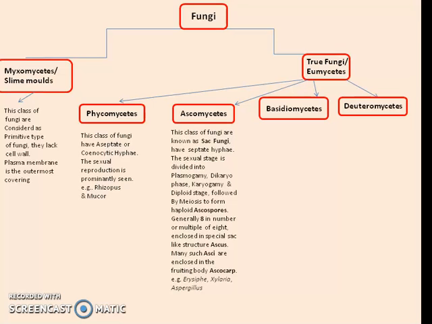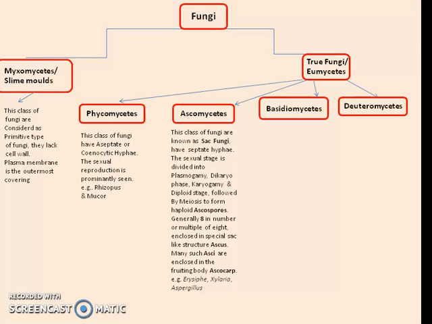Now, second part, ascomycetes. This class of fungi are known as sac fungi. They have septate hyphae. The sexual stage is divided into plasmogamy, dikaryophase, karyogamy and diploid stage followed by meiosis to form haploid ascospores, generally 8 in number, or a multiple of 8, and as in the case of yeast, which also belongs to this group of fungi, it is 4. So leaving aside the exception, that is yeast or Saccharomyces, all other ascomycete members have 8 or a multiple of 8 ascospores.